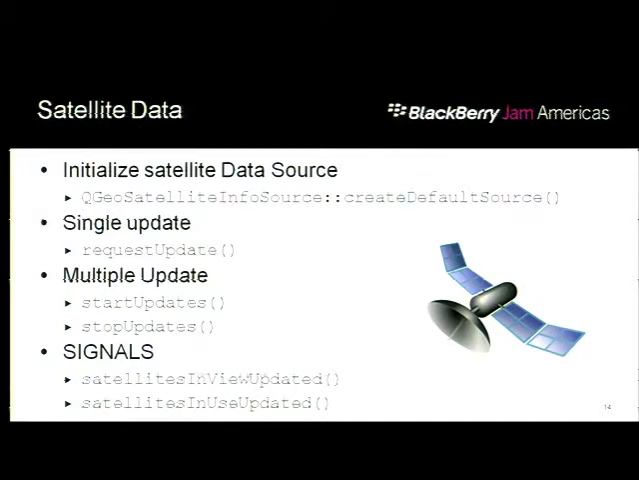location. Now, to get satellite information, you need to initialize something called the QGeoSatelliteInfoSource. So it's just like a location source, but instead of location, it's going to serve you satellite data. To get a single snapshot of the sky, you call request update. To get continuous updates on every fix, you call start updates. And to stop, you call stop updates. And there are two signals that are relevant here: satellites in view updated and satellites in use updated.